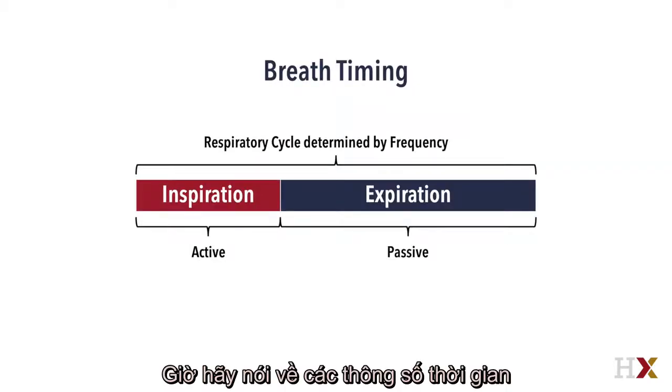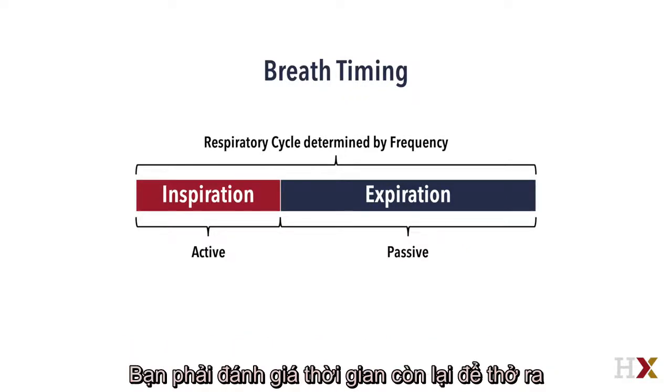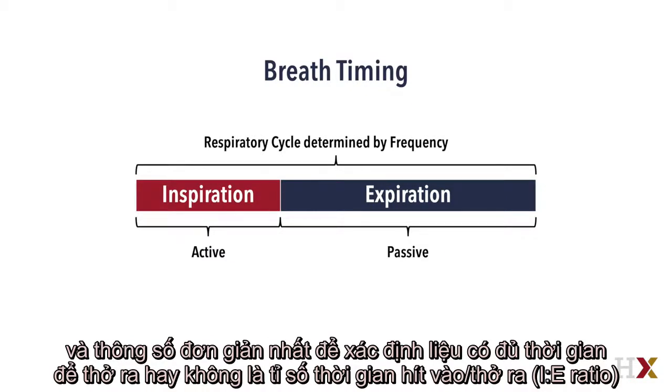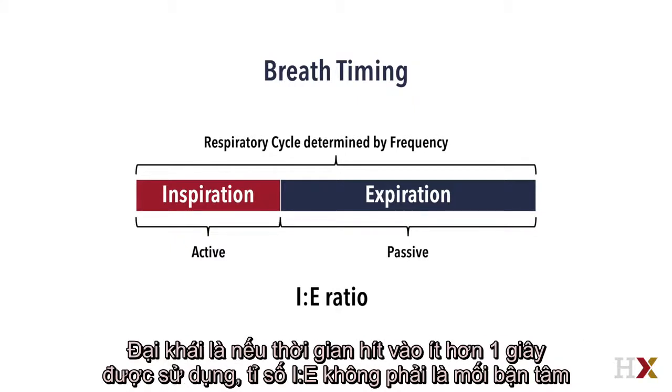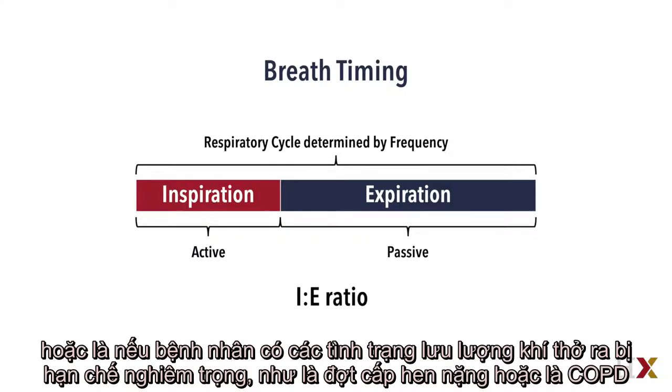Now let's talk about breath timing. Every time the flow rate, inspiratory pause, shape pattern, inspiratory time, or respiratory frequency is changed, you must evaluate the time left to exhale. And the simplest parameter to determine whether there is sufficient time to exhale is the inspiratory to expiratory ratio. In general, if inspiratory times less than 1 second are used, the IE ratio is not a concern until the respiratory rate or frequency is greater than 20 breaths per minute. Or if the patient has severe expiratory flow limiting conditions such as a severe asthma exacerbation or COPD.